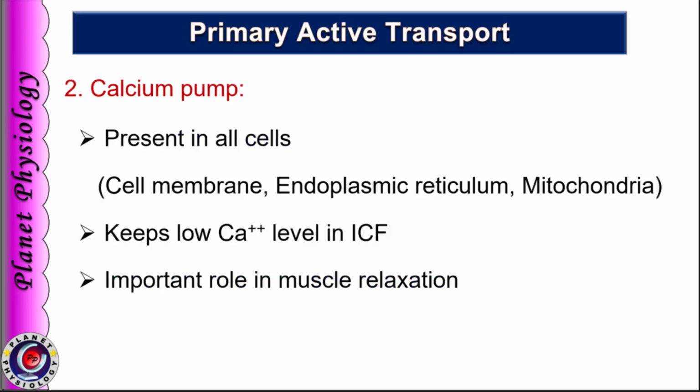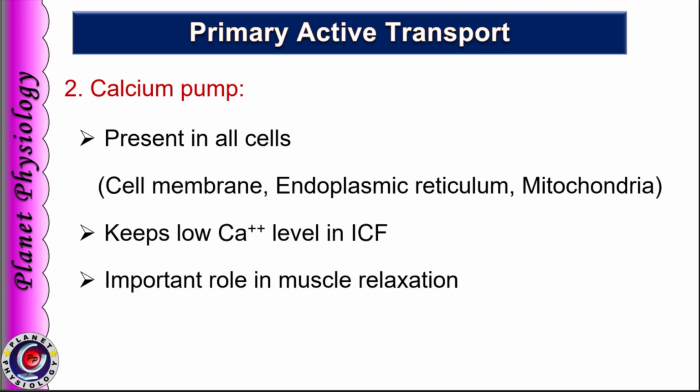The next important example of primary active transport is the calcium pump. It is also present in all the cells and in the membranes of cell organelles as well. These pumps remove calcium from the cytoplasm and keep its intracellular fluid levels low. Calcium pumps in the L tubules of the sarcoplasmic reticulum play an important role in muscle relaxation by removing calcium from the sarcoplasm.